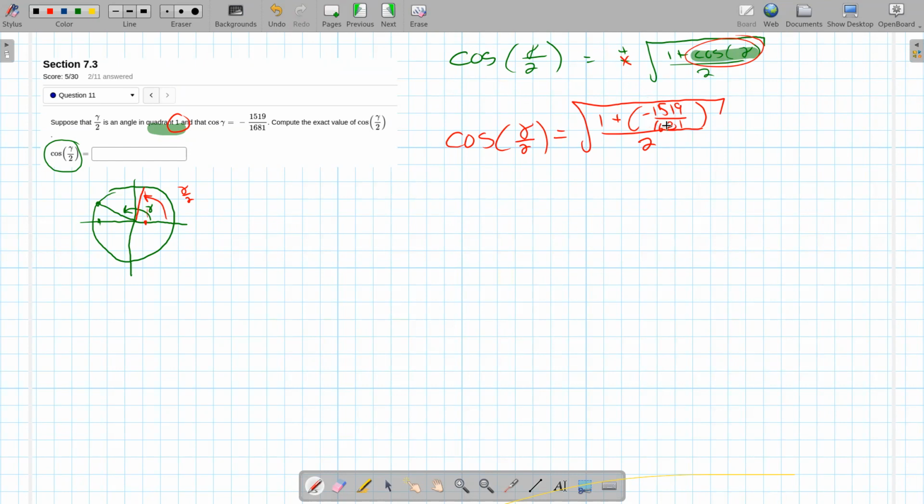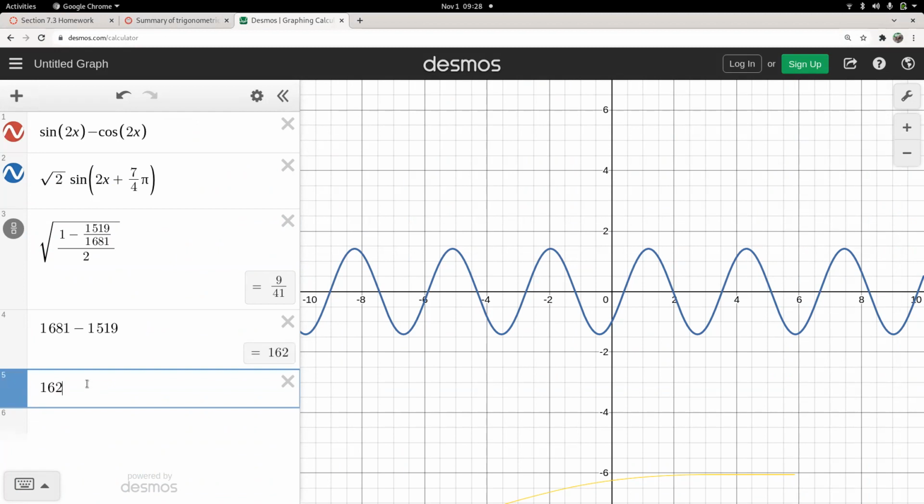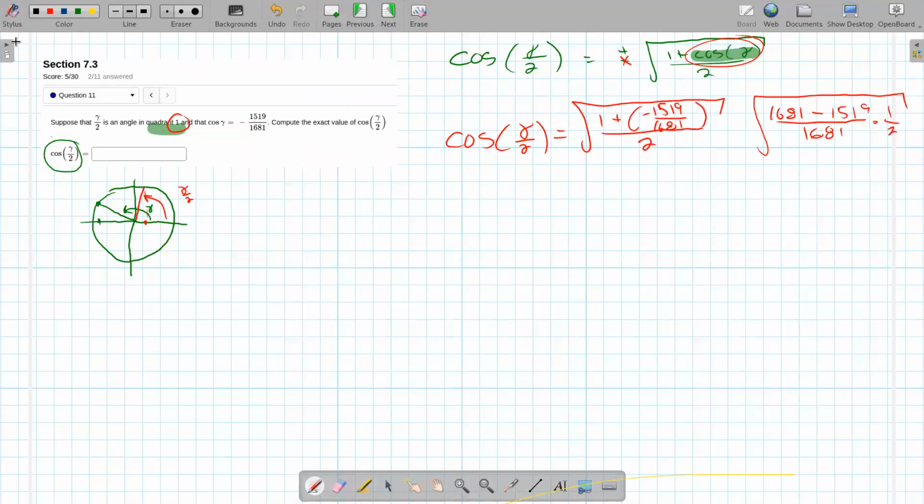So we need a common denominator for the numerator here, which would be the 1681. So that's going to give us 1681 over 1681 minus the 1519. And dividing by 2 is a multiple of 1/2. So 1681 minus 1519 is 162, and then we are cutting that in half. So 162 divided by 2 is 81. Oh my gosh, so there's the 9. So this numerator was 162, and we divided that by 2, which gave us 81. So we now have the square root of 81 over 1681.